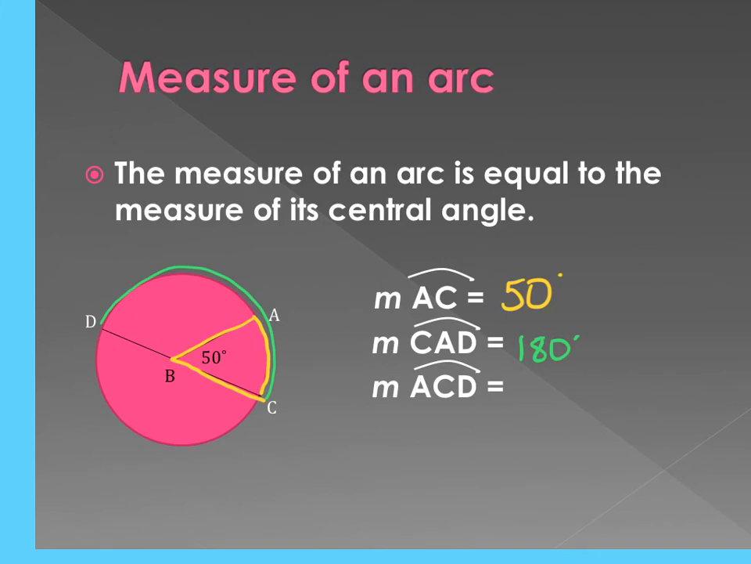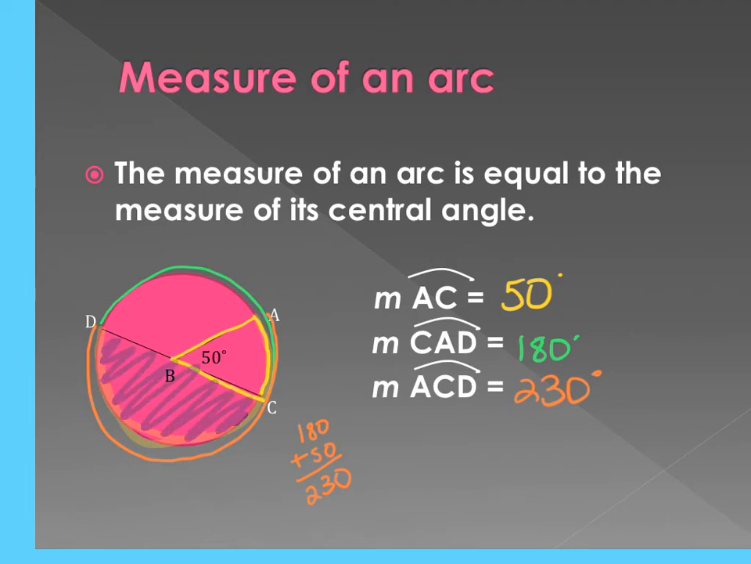And ACD goes A, C, D. How do I find that? I thought it was 230. How do I know that? Good. It's the 180 plus the 50, which is 230. Does that make sense? Yeah. Okay. Somebody said no. If I want this whole thing, right, and this part of that is 180, then all I have to do is add that 50 onto it to get that whole thing.